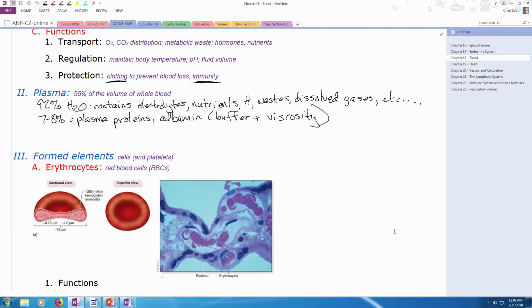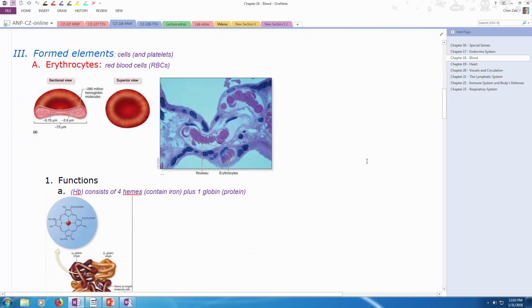We talked about plasma, 55% of the whole blood volume, and the bulk of that is water. And then 7 to 8% of that's going to be our plasma proteins. Albumin's the main plasma protein, but there are other plasma proteins that we're going to talk about when we talk about clotting. So even though albumin is the bulk of our plasma proteins, realize there's other proteins floating around the bloodstream that are going to be utilized for other purposes. Clotting is one, and then also when we get into the immune system, complement is the other.